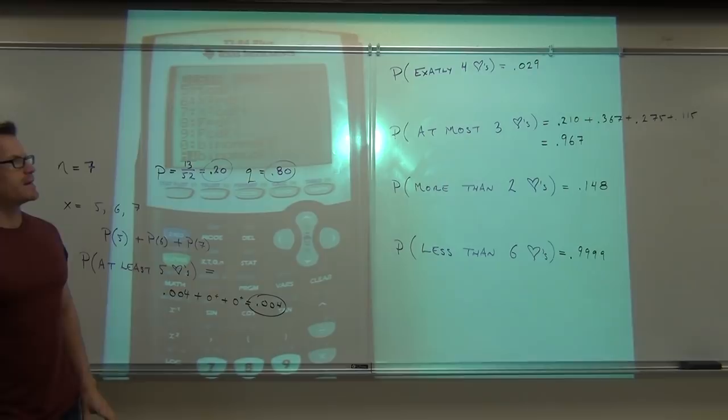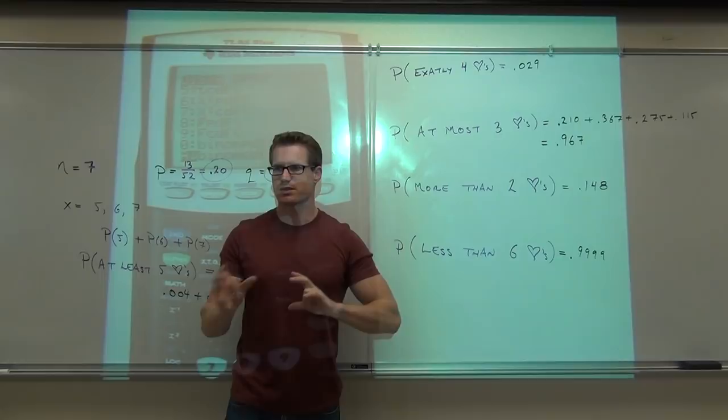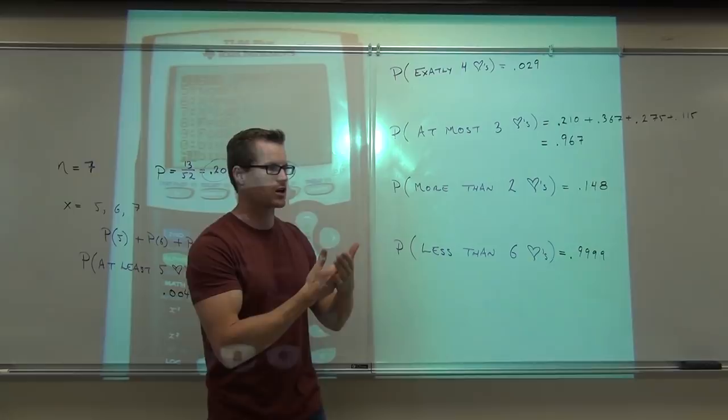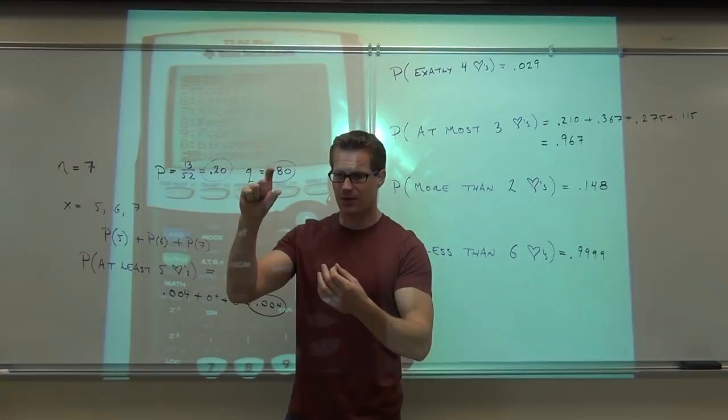For example, are we going to be on the P or the C? P. Okay, for at most, are we going to be on the P or the C? C. For the rest of them, we'll be on the C. We'll be on the cumulative because we're talking about at most, less than, more than, all that stuff. If it says exactly, it's the P. If it's anything else, it's the C. Now, if you're okay with that, let's do the exactly four.